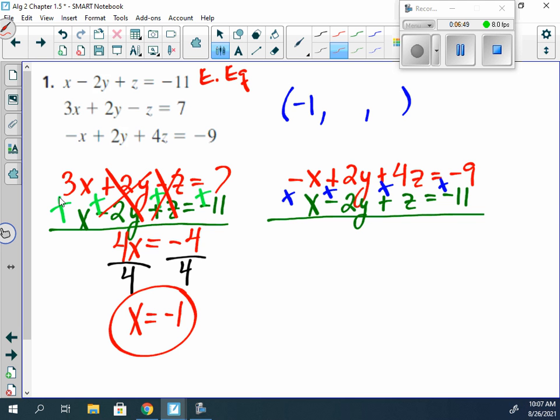Some textbooks have us use a multiplier of a negative 1 or 1 so that the signs are always the same and we always subtract. But I think it's easier to just add or subtract. So we look at this here, negative x plus x is 0. X minus x is 0. 2y plus negative 2y, or 2y minus 2y, is 0. 4z plus z is 5z. Negative 9 plus negative 11 is negative 20. Solve for z, yeah.